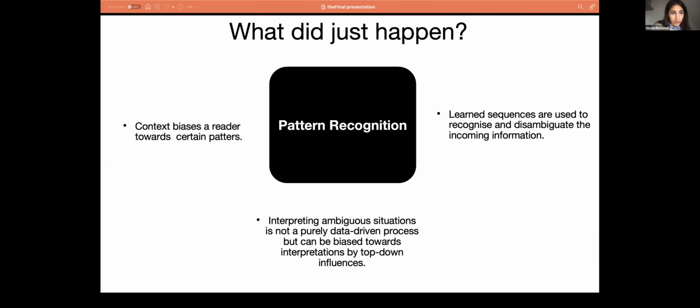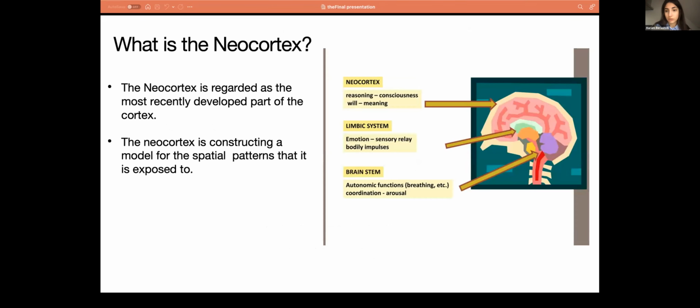And it has been suggested that all these above-mentioned functions are provided by the neocortex, which is the most recently developed part of the cortex. And it has also been suggested that it permanently constructs spatial and temporal models, but in this case, we focus on the spatial models of the sequences it is constantly exposed to, and its primary function would be to predict the future stimuli.